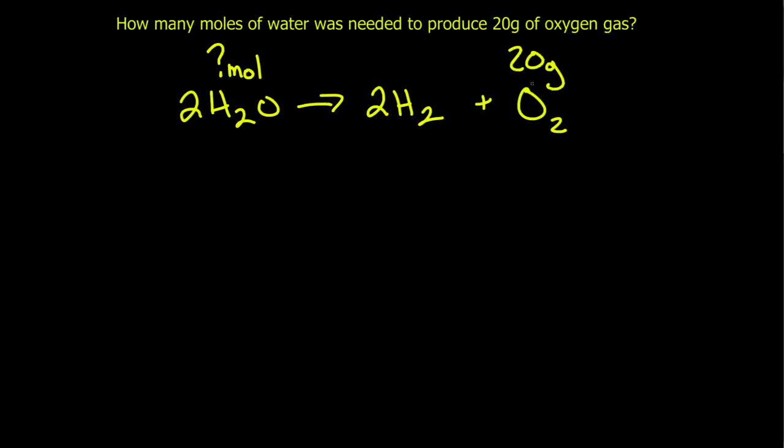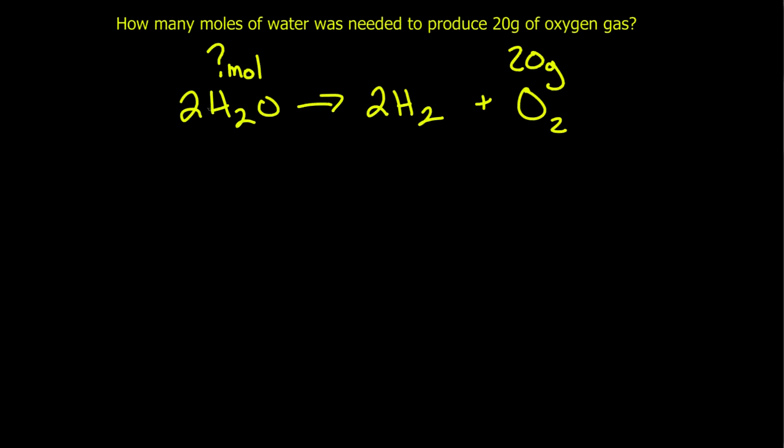Now this time we're going from the product side converting back to the reactant side. That does not change anything. It's still the same process. We still want to do our mole conversion, multiply by the ratio, and convert back to whatever we need if we have to convert back.